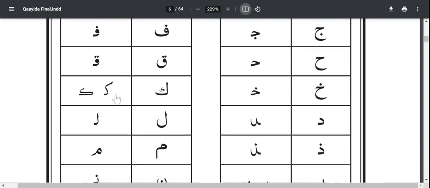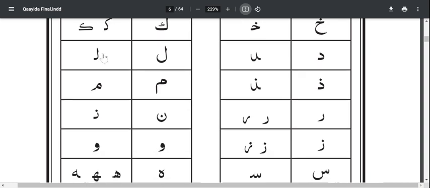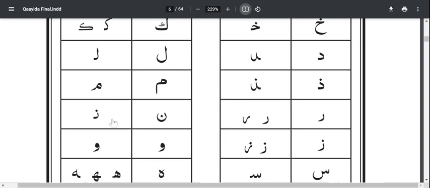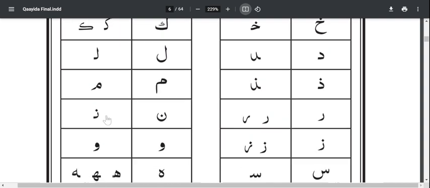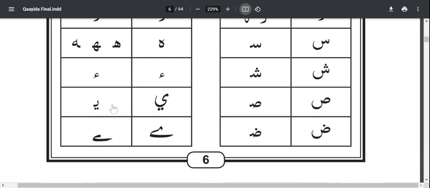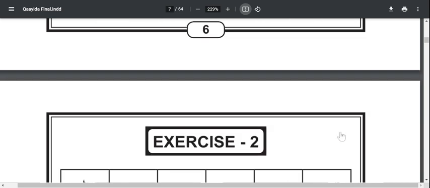Fa, qaf, kaf. The two types of kaf, just for you to remember, that normally comes towards the end. Lam, the difference between alif and lam is lam has a connective after, a tail, you can say, and alif does not have it because alif is one of those letters which do not join with other letters. Meem, noon, waw, ha. Now ha is among those letters which has different forms in each part of the word, beginning, middle, and end form. Hamza, ya, and ya.